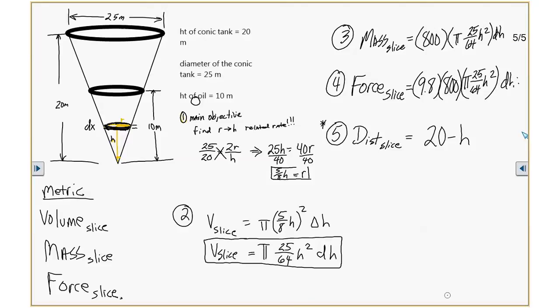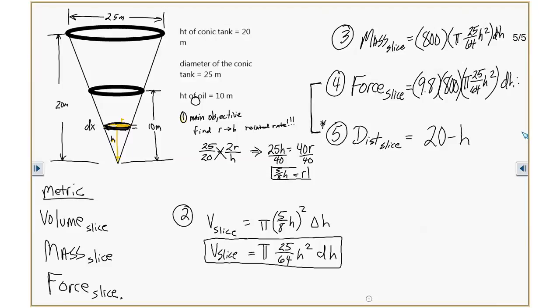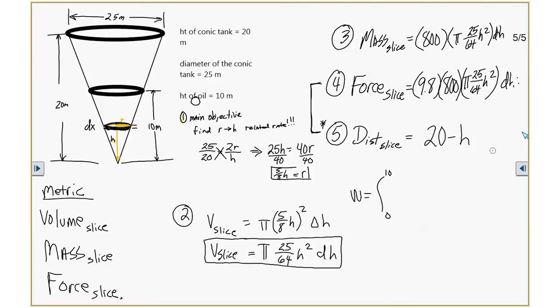And now you take these two and integrate from 0 to 10, because that's how much liquid you have. So the work is the integral from 0 to 10 of all of this. 9.8 times 800. Of course, what are you going to do with all this stuff? Some of it you're going to pull out.